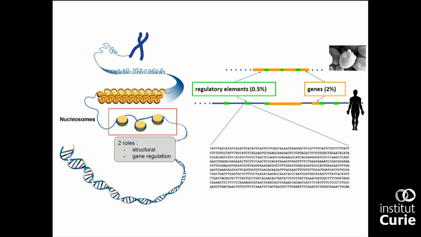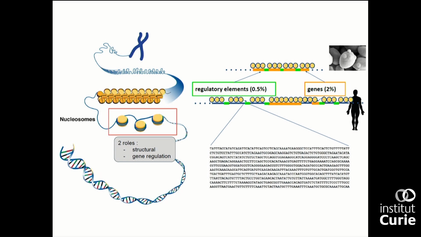So what about the nucleosomes? Well, the nucleosomes have a very clear relationship with the regulatory elements. These are the small sequences here, usually 100 base pairs, which are key to the regulation of genes. In yeast, the nucleosomes are only found closely packed on the gene bodies, but not on the regulatory elements. And in human, it's the same. The regulatory elements are devoid of nucleosomes.